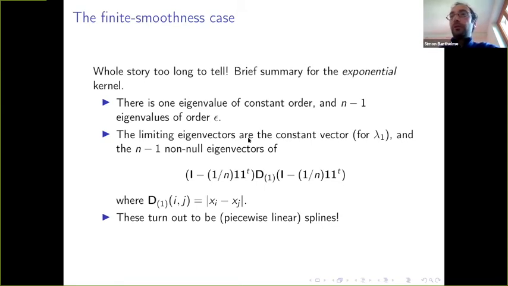The limiting eigenvectors, in this case, are just the constant vector that's associated with the eigenvalue that's of constant order, just like the Gaussian, but all the other eigenvectors are different. And they are the eigenvectors of a very interesting matrix, which is the distance matrix, which is just the Euclidean distance between points, with the constant vector projected out. So this gives n minus 1 eigenvectors, and these are the limiting eigenvectors of the Matern kernel of smallest order, so the exponential kernel.